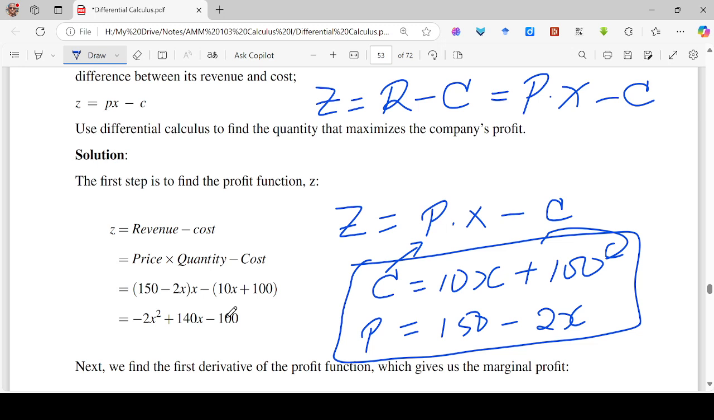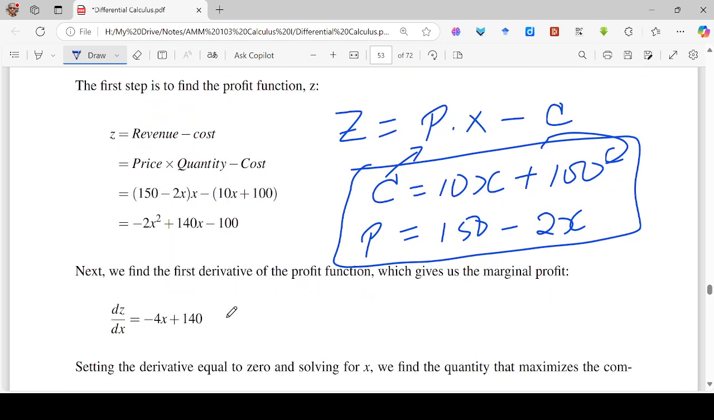So to find the value of X for which the profit is a maximum, we simply need to differentiate Z with respect to X. So we find the first derivative of the profit function, and we call this the marginal profit. So dZ/dX equals minus 4X plus 140.